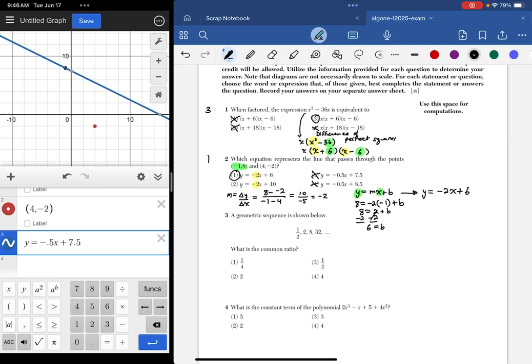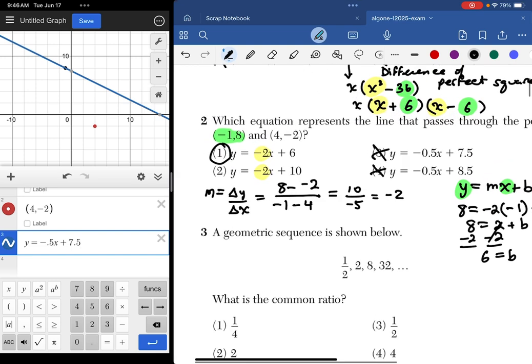All right. The mistake that they made here in coming up with these choices is that they did change in x over change in y, delta x over delta y, instead of the correct way of doing it, which is change in y over change in x. So that's something to be careful about. It's change in y over change in x.